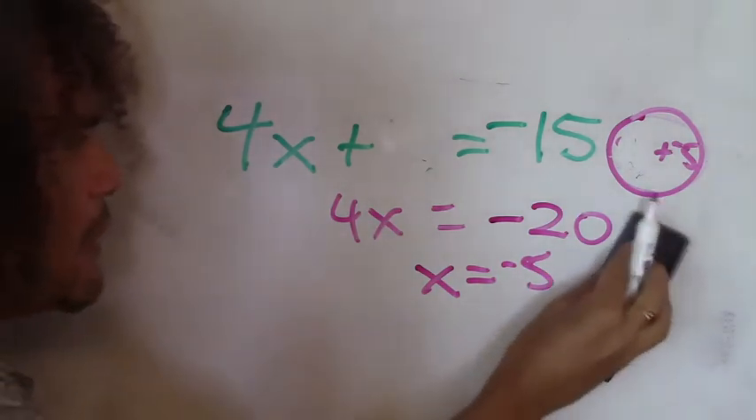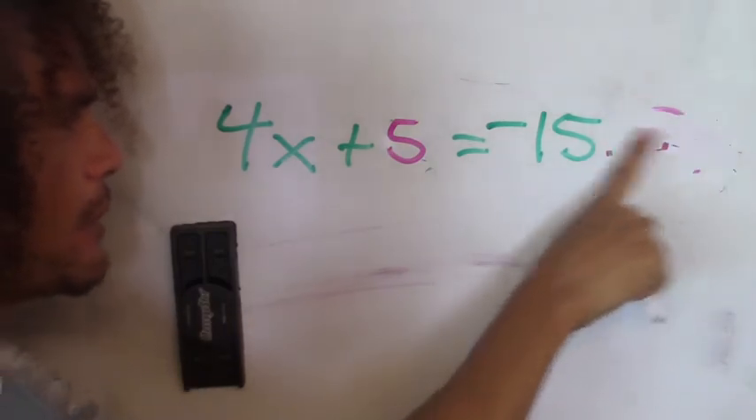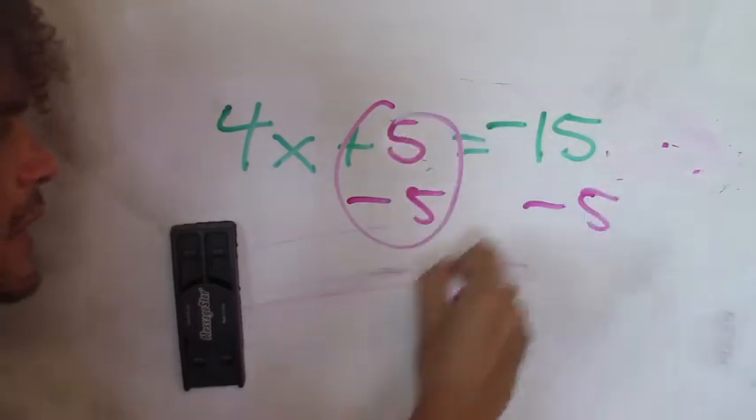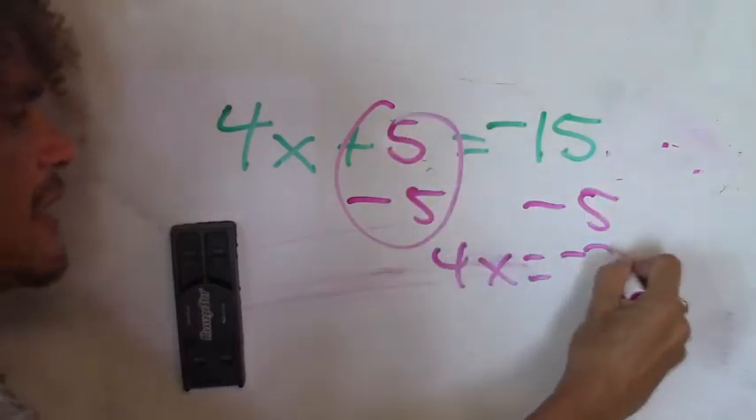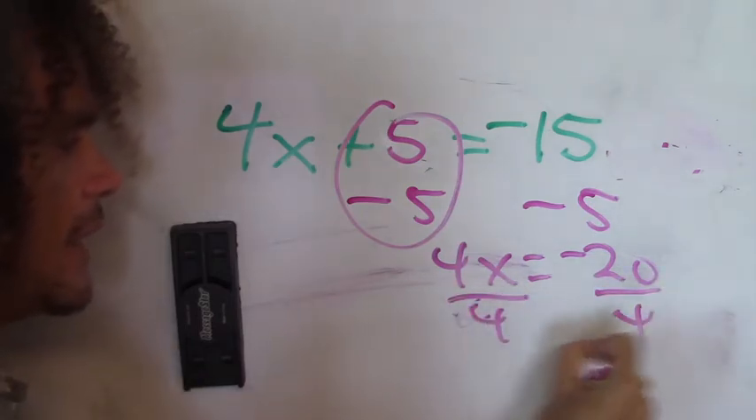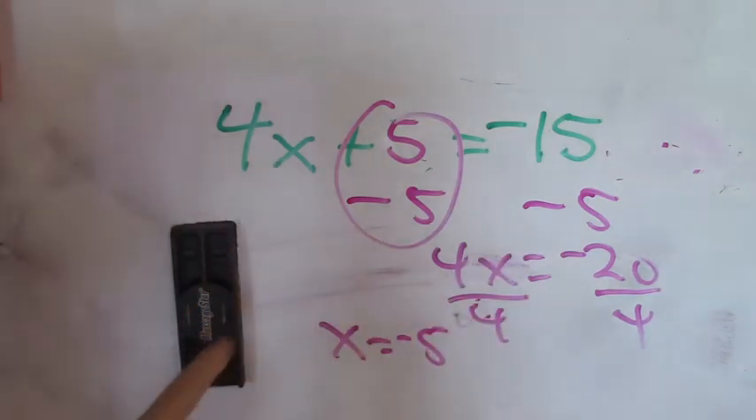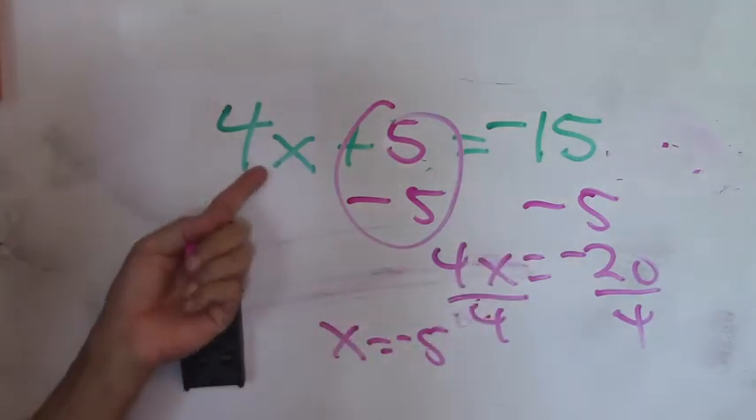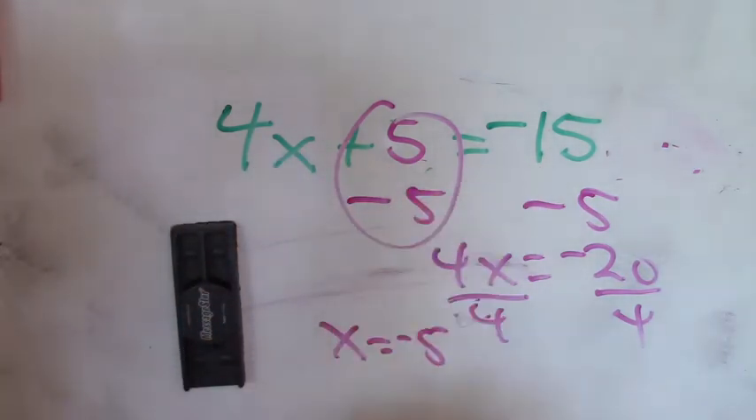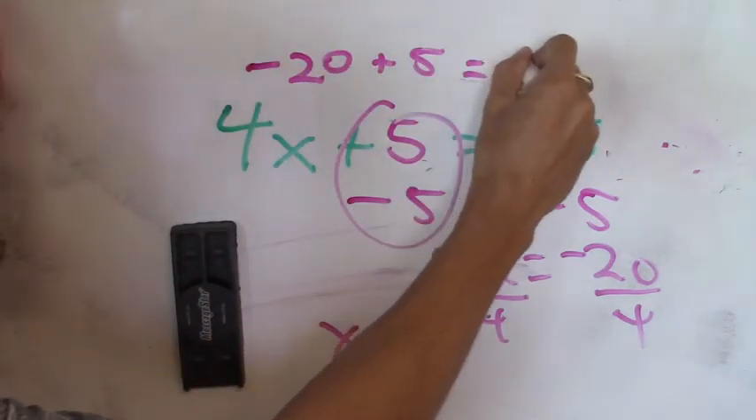All right, so let's do it again, one more time. Over here I had plus 5, and then we can do it the fast, easy way, where we just make our hero 0, minus 5, minus 5, and then I still had 4x equals negative 20, and then you can do your simple division. x has to be negative 5, because 4 times negative 5 plus 5 is negative 15. So this is negative 20 plus 5, which is negative 15.